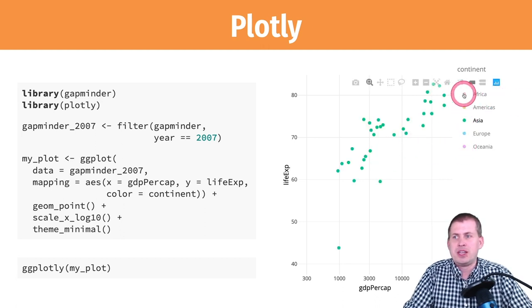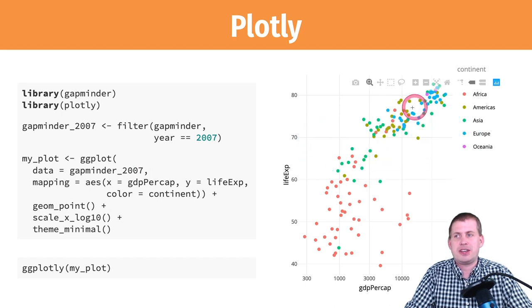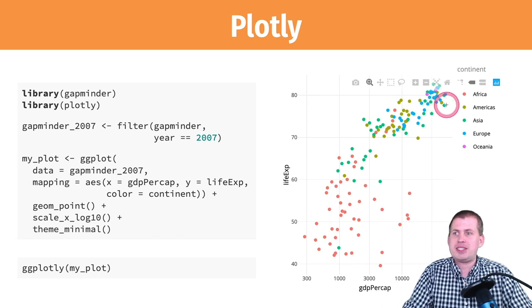So that's all we really have to do: feed a regular ggplot plot into ggplotly, and it will handle all of the translation into JavaScript and create an automatic live interactive graph, which is super exciting.